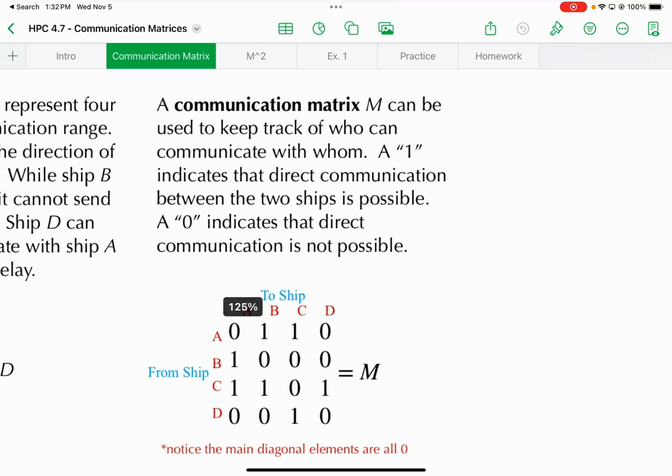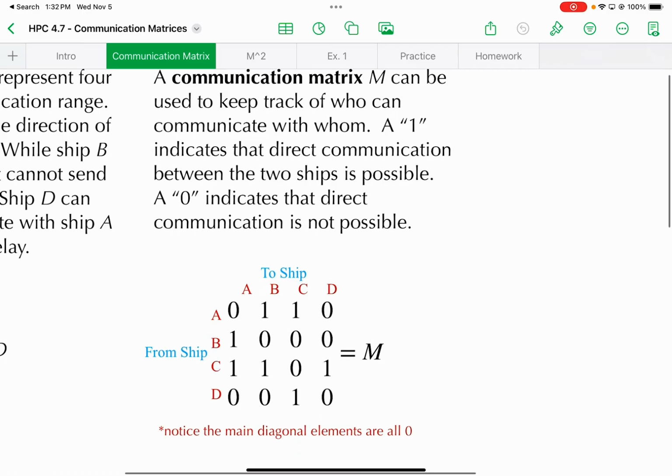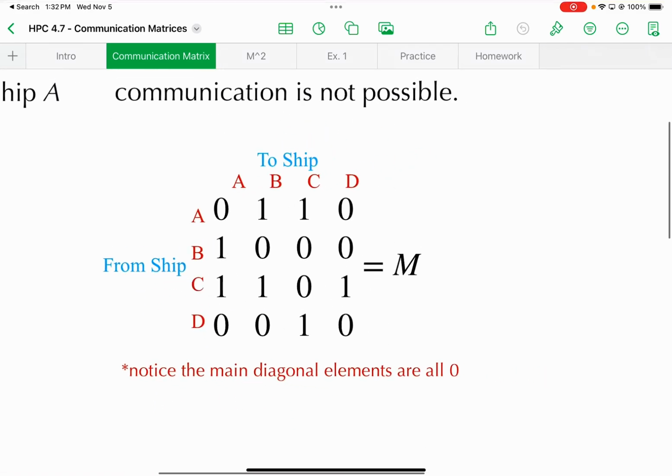So the communication matrix M can be used to keep track of what ships can communicate with each other. A 1 indicates that you can have direct communication between those 2 ships, so it means there's an arrow that goes from one to another. A 0 indicates that direct communication is not possible. The way our matrices read, on the left side is the ship we're working from, so A, B, C, D. And along the top, our columns are the ship we're going to. And notice diagonal elements are all 0.